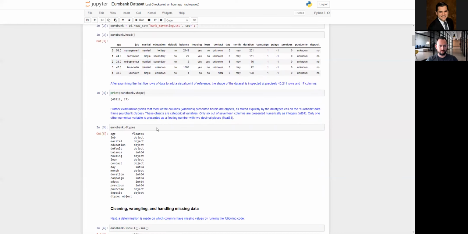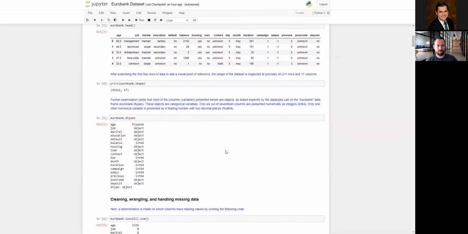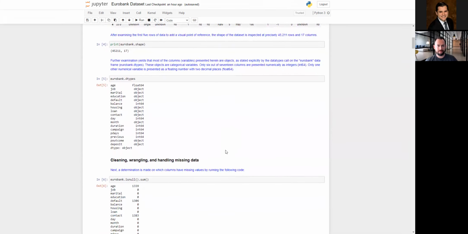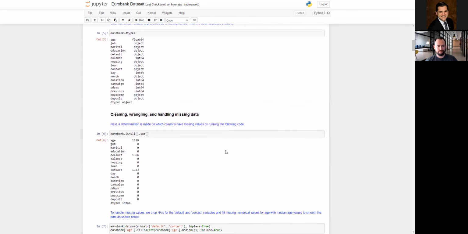In order to understand what type of variables we were working with, we ran this piece of code to understand which of them were objects and which were numeric, and to see in the future whether we have to make any changes or can move forward.